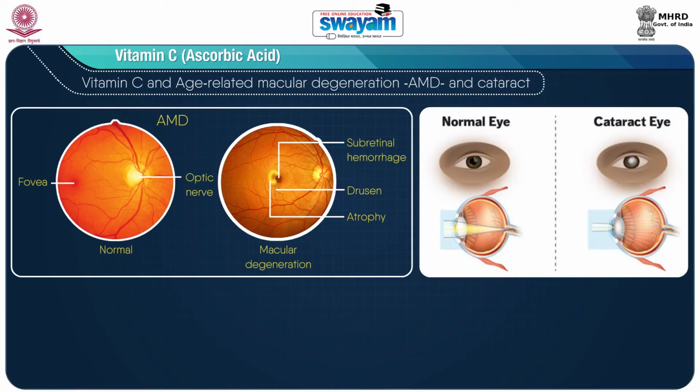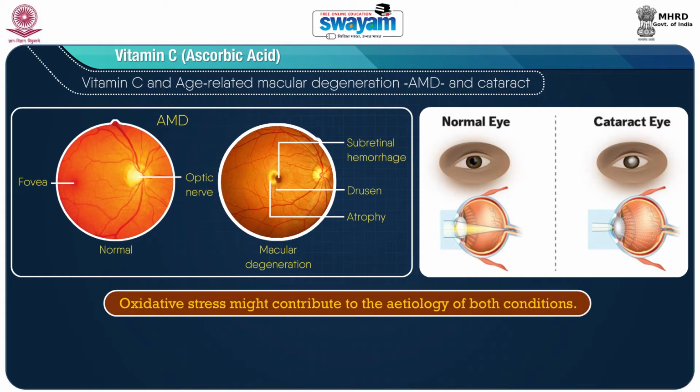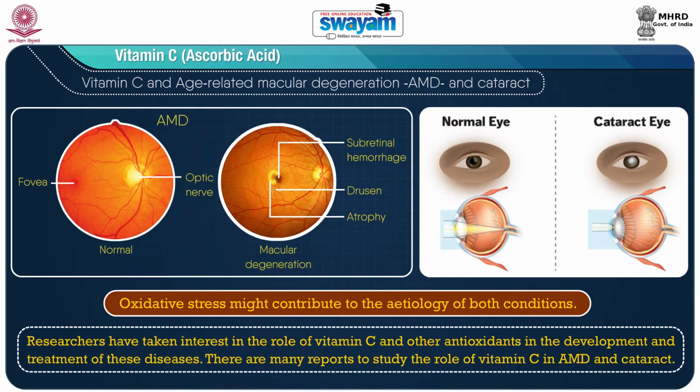Vitamin C and age related macular degeneration and cataract. Age related macular degeneration and cataracts are two of the main causes of vision loss in older people. Oxidative stress might contribute to the etiology of both conditions. Thus, researchers have taken interest in the role of vitamin C and other antioxidants in the development and treatment of these diseases. There are many reports to study the role of vitamin C in AMD and cataract.